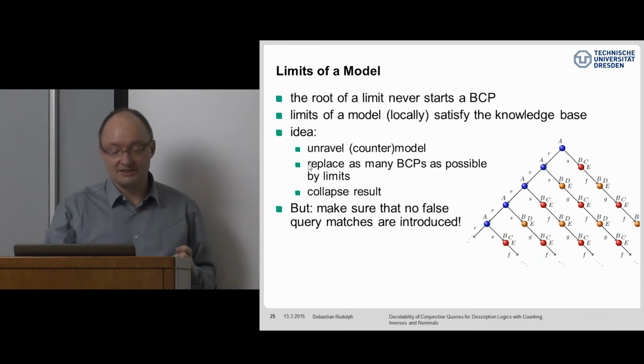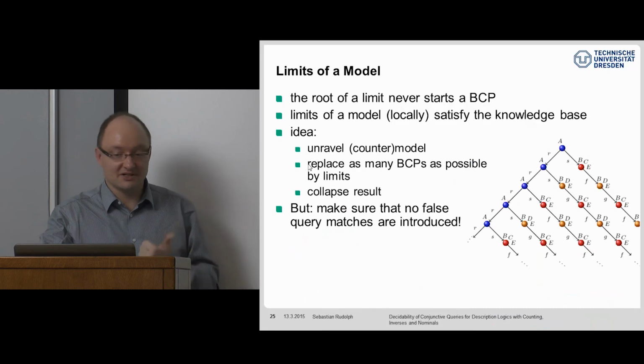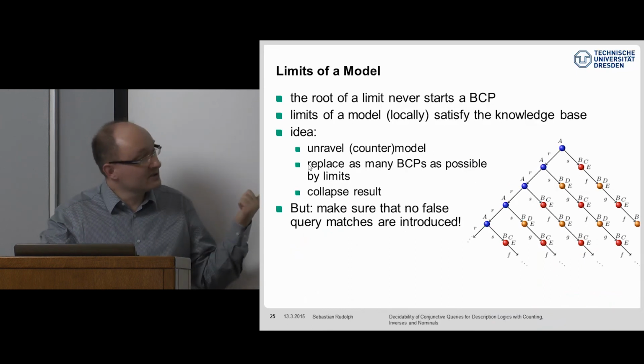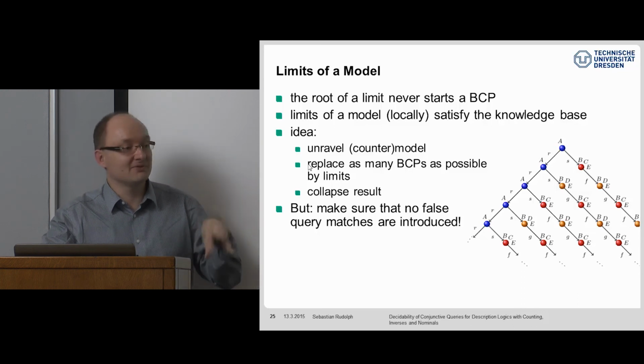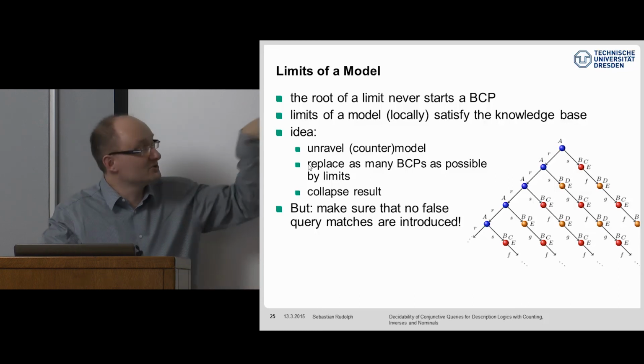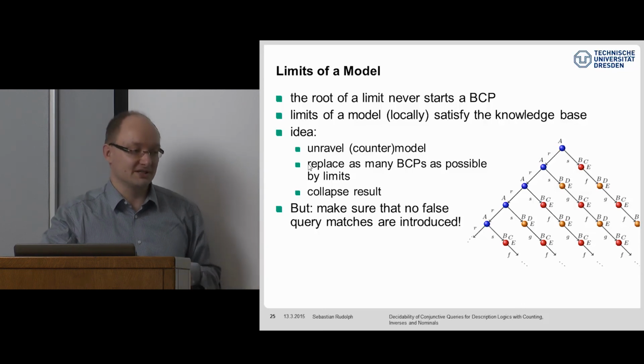Because, well, the root of a limit never starts a backwards counting path. The limits of a model really look like a model. I mean, they locally satisfy the knowledge base. And that's why the idea is we unravel our counter model, we replace as many backwards counting paths as possible by those limits, and we collapse the result, and that should do the job.